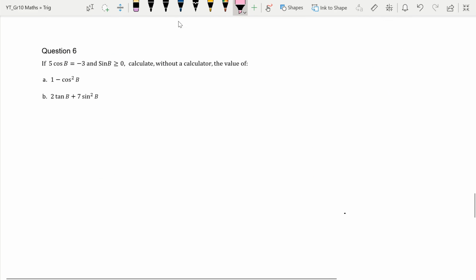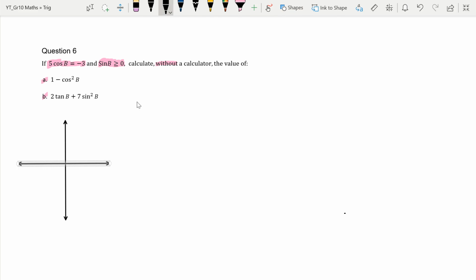Okay, on to the last question, where we're going to draw our own diagram. So if this is true, and that is also true, we need to calculate without using a calculator the value of those following 2 questions. Okay, we can do that. Let's just put in some straight lines. There we go.